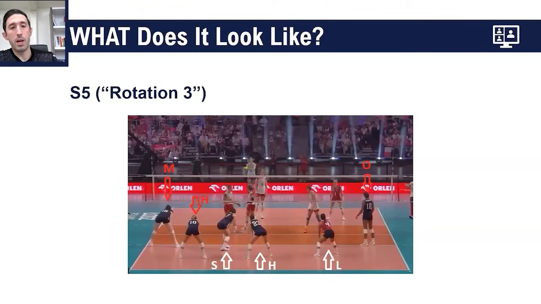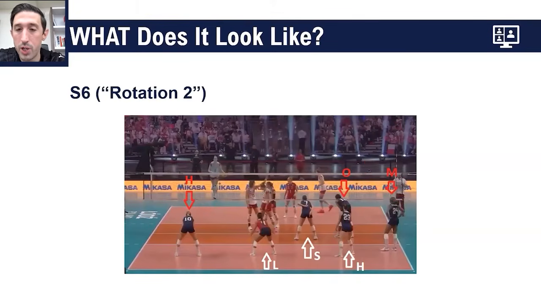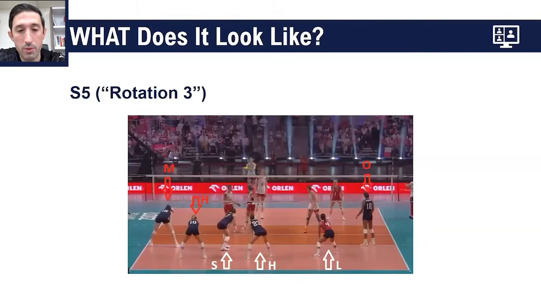Okay, then you've got setter 5, rotation 3. Now the libero has the middle here. That's Jacko, number 24. She's going to come to the back row, and then the libero's in for her. And then they've got a new middle over on the left side of the court. So where in setter 6 you're going right to left with where the players are stacked up, now in setter 5 they're going from left to right.